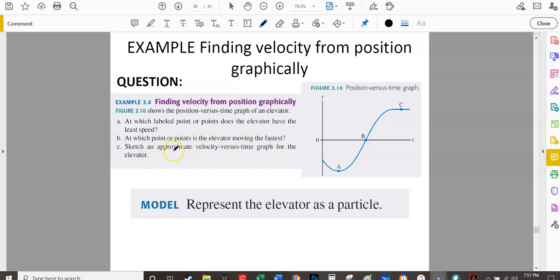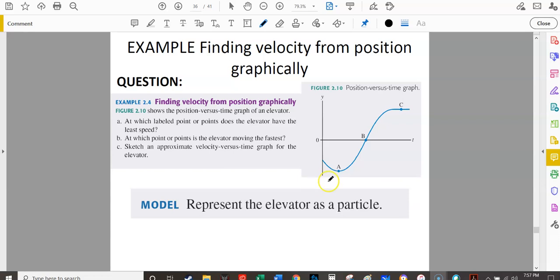And then we're supposed to approximately sketch a velocity versus time graph for these points. So I want you to evaluate the speeds at each one of these labeled points, A, B, and C. And you could probably tell me which direction it's moving: up, down, or not moving at all. Then I want you to sketch a velocity versus time graph for velocity in the y direction over time for each one of these points. So go ahead and try this out and see what you get.